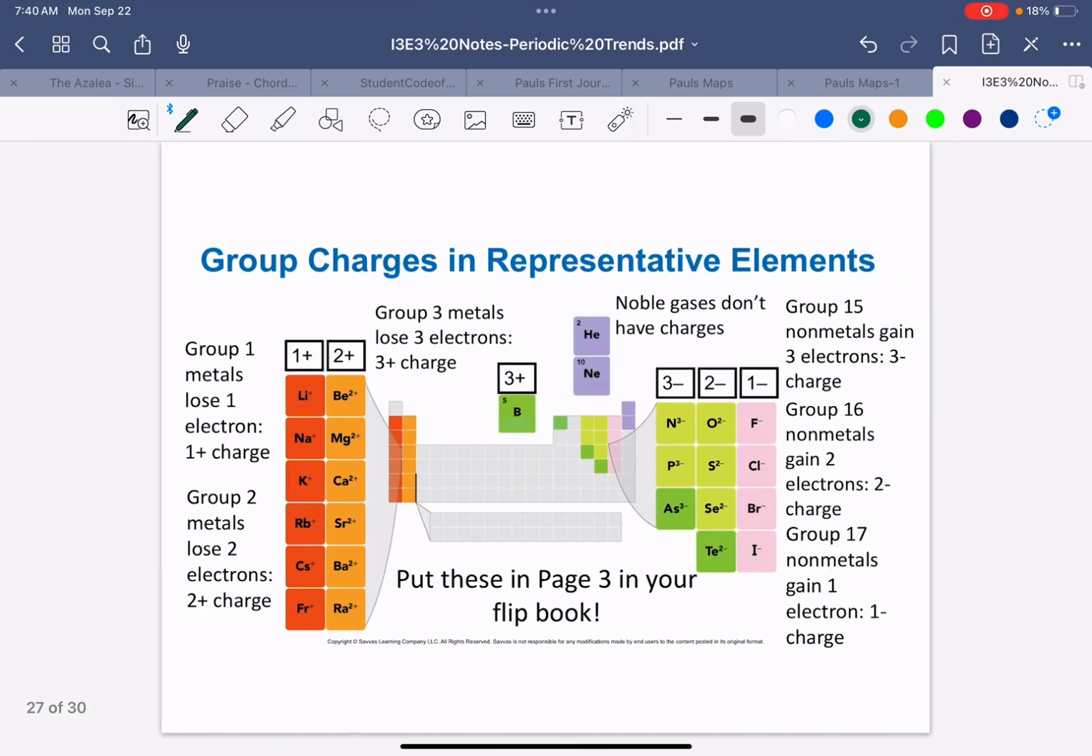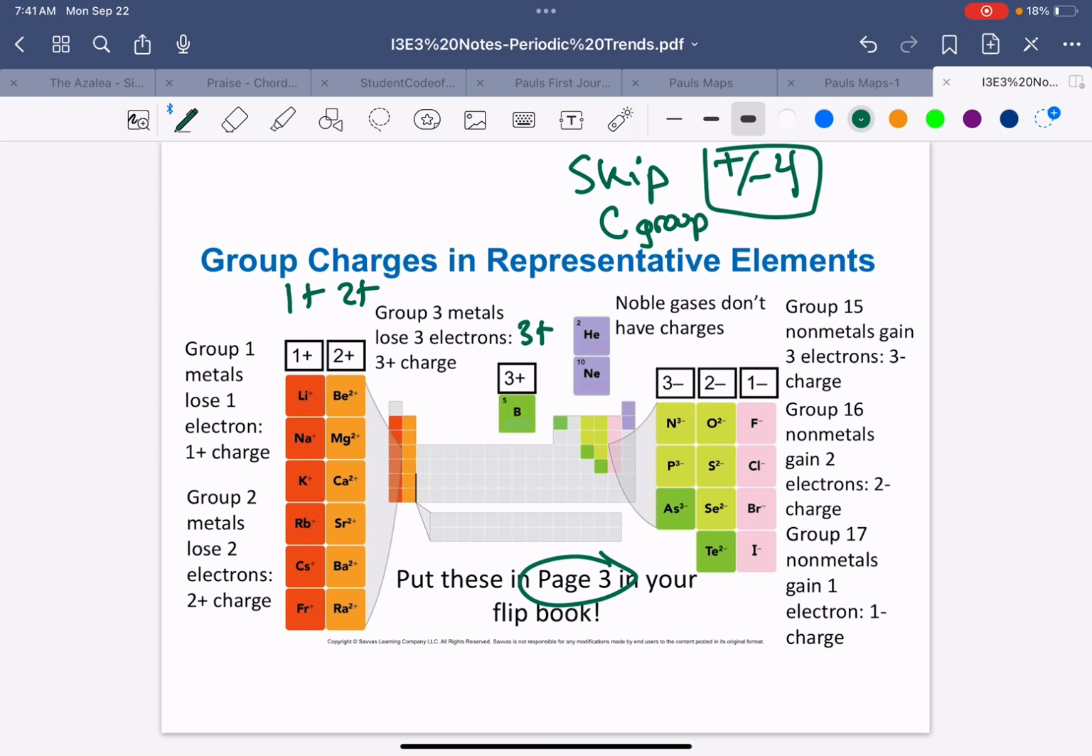So, in the same page 3 in your flip book, above the valence electrons, I want you to write a +1, or in this case, 1+ above the alkali, a 2+ above the alkaline earth, a 3+ above the boron group, and then the carbon group, I want you to skip. Skip the carbon group. These can be plus or minus 4, and we typically don't look at these when forming ions. Can they? Yes. Will we look at them? Probably not. Nitrogen group, I want you to write 3-.